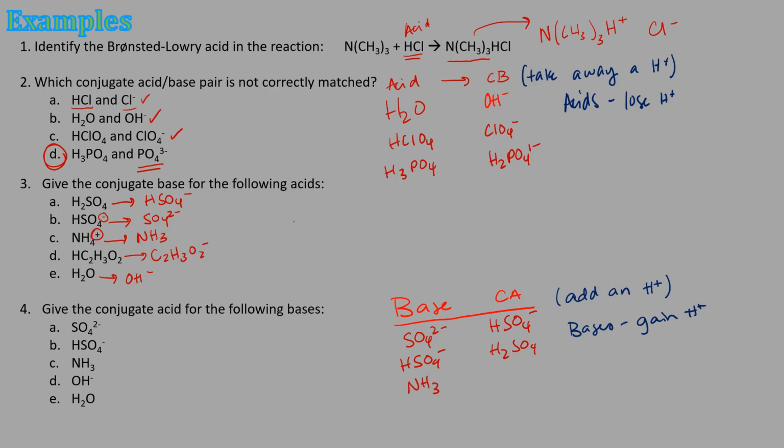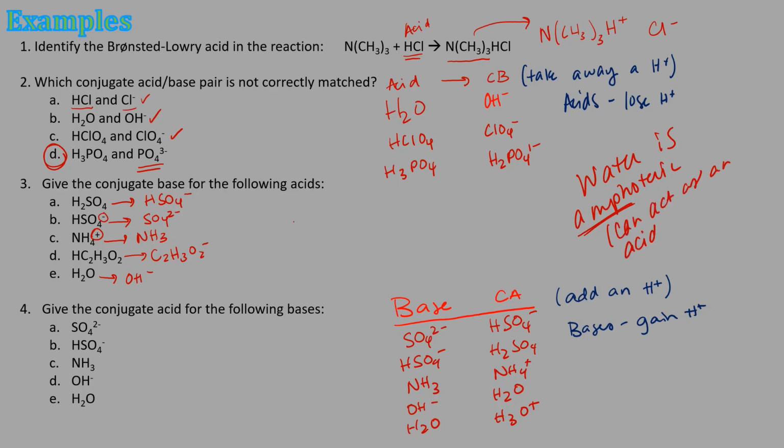NH3 and you add an H to it, you're going to have NH4 plus. OH negative and you add an H to it, you're going to get water. And then H2O and you're going to add an H to it, you get H3O plus. So you've seen water behave like an acid and also like a base. That means that water is amphoteric. Okay, like amphibian, it can do both. So water is amphoteric, meaning that it can act as an acid or a base. And I don't remember which video it's in, but it's going to be in one later. We'll talk about it more.